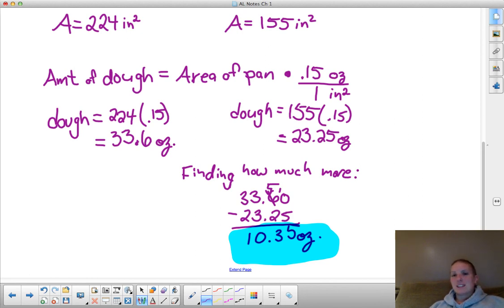So again, section 1.5 is kind of an optional one, but it's a good place to start talking about story problems, because that's where we'll start focusing our time in the next couple of days.